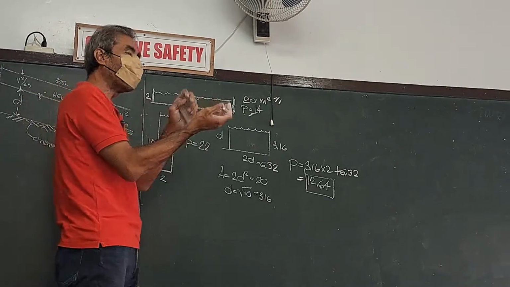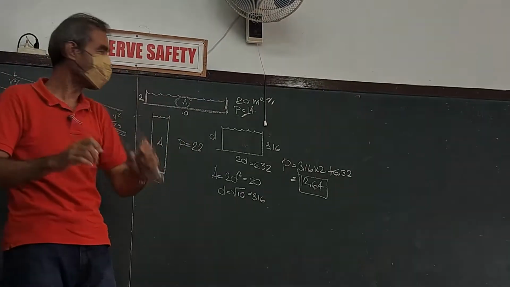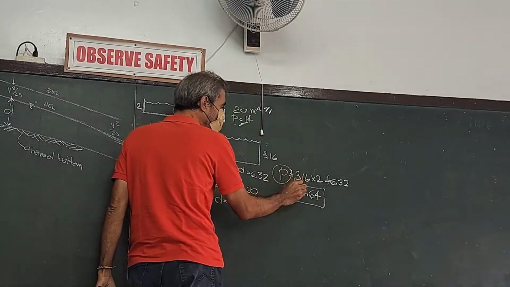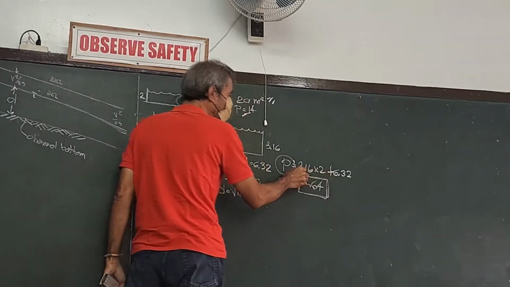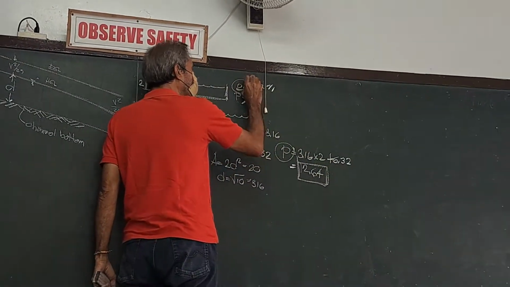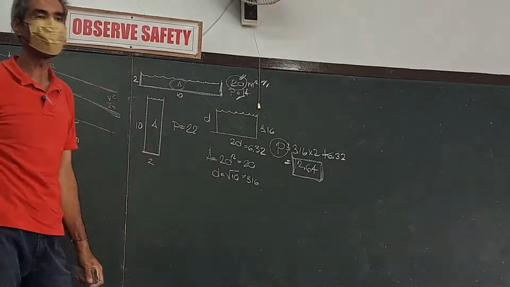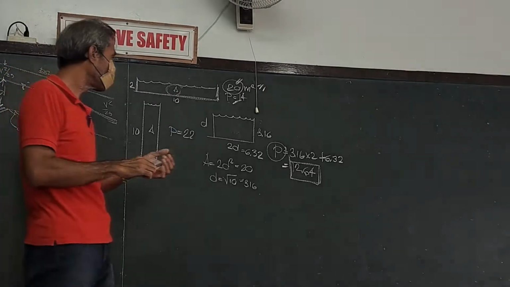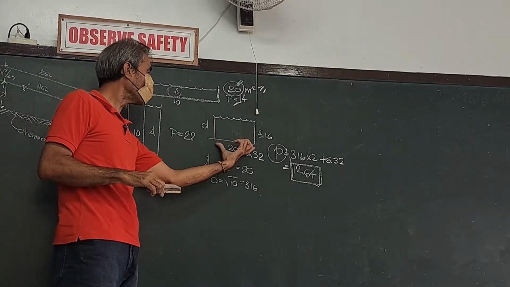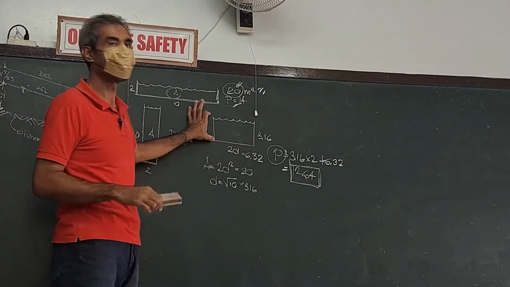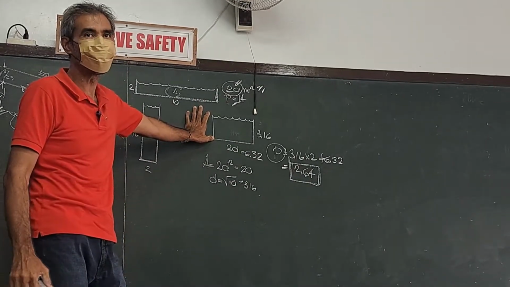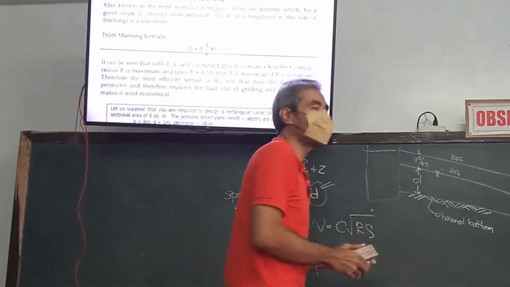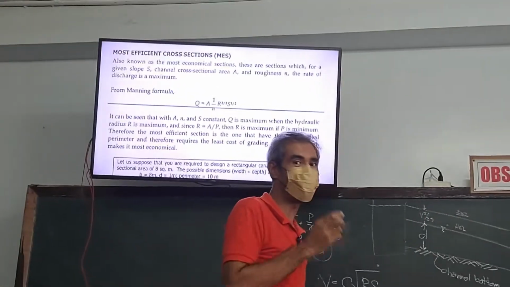So no amount of proportioning could produce a wetted perimeter lower than this one. So for a rectangular section, the width should be twice the depth, in order for you to arrive at the most efficient cross section for a rectangular channel. Okay?